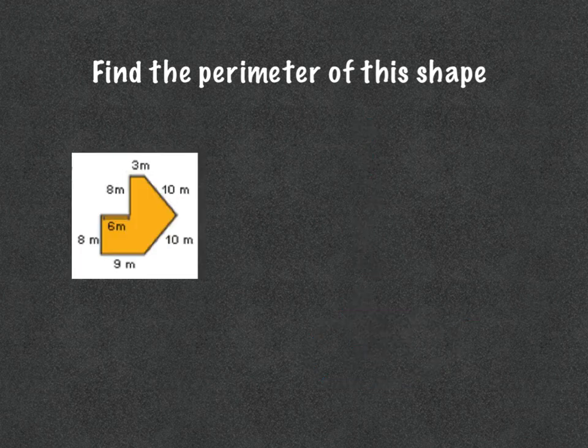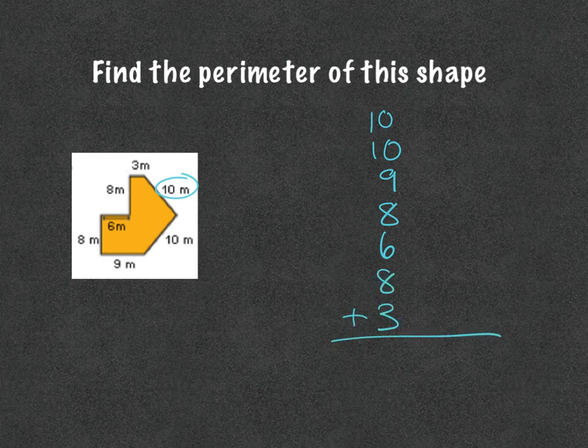Okay, here's another one. Again, feel free to pause me and come back for the solution. I'm going to start with 10. So 10, 10, 9, 8, 6, 8, and 3. Now this one looks a little confusing here. This 8 is this side right here, and this 6 is here. When you get these weird shapes, it's kind of hard to tell which number is referring to which side, but hopefully that helped a little.